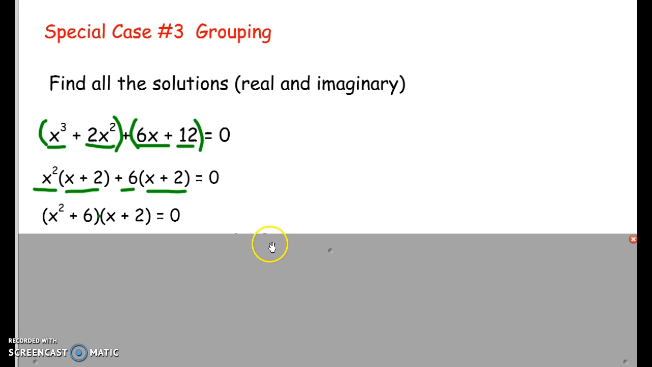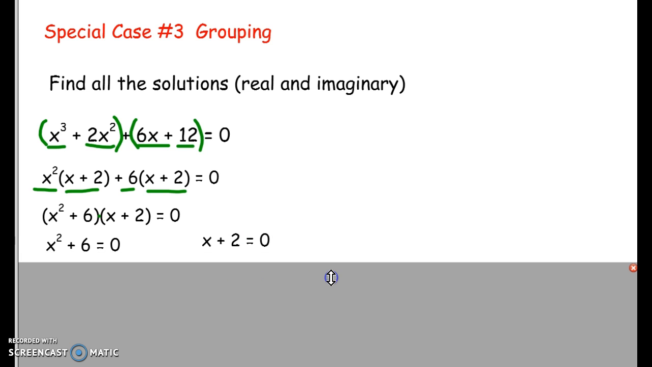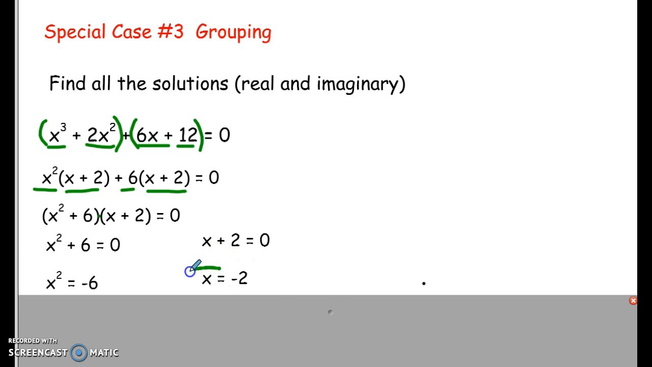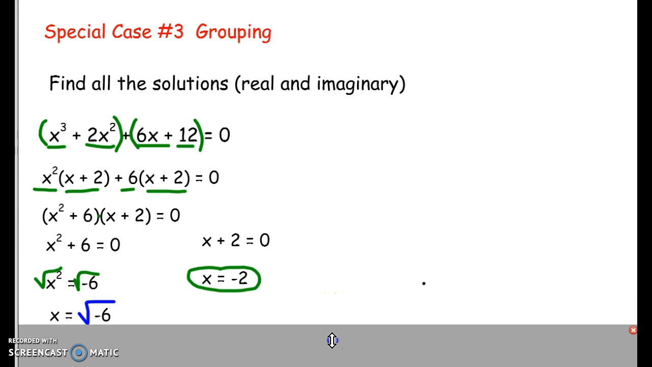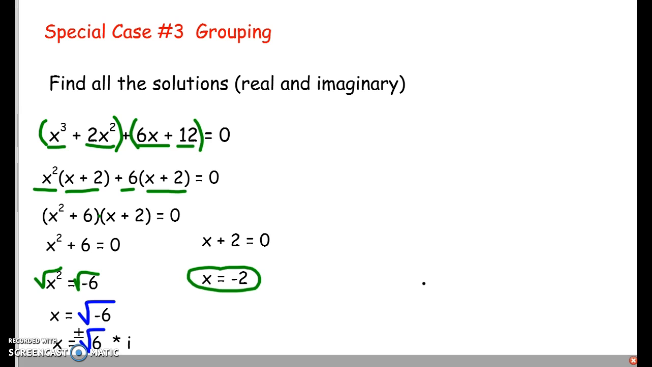Now that it's factored apart, we can just solve both parts by setting them to 0. The one on the right is going to be pretty straightforward. That's just going to be an answer of negative 2 when we subtract 2. And then the one on the left, minus 6, and then take the square root of both sides. This one will have imaginary answers because we're doing the square root of a negative number. That square root of negative 6, we can break off the negative part and make that i. So we have 2 answers, plus or minus square root of 6, with the i on the end for the negative part. So we got 2 imaginary answers and 1 real answer.